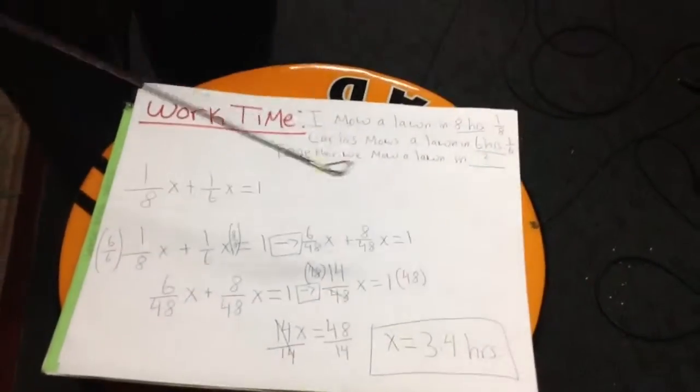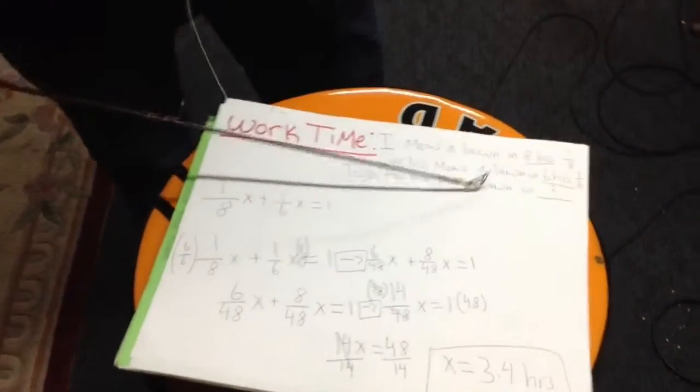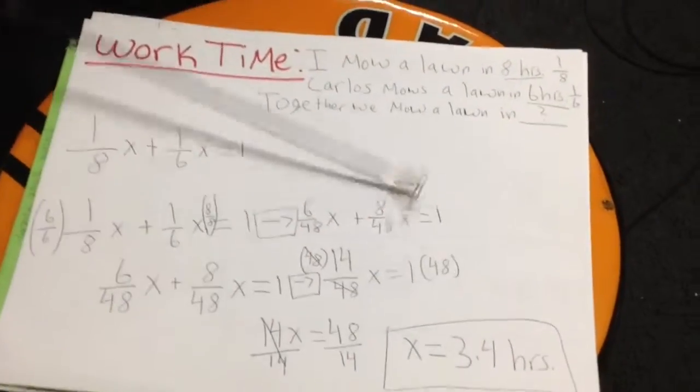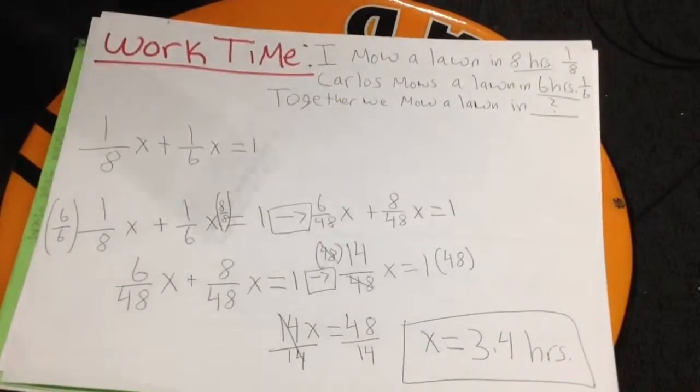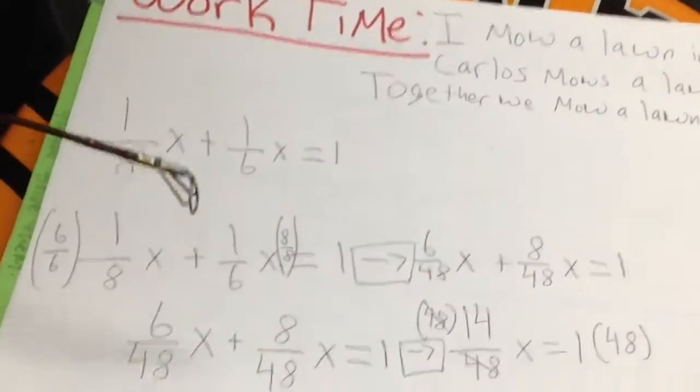This is the work problem. I mow a lawn in 8 hours. Carlos mows a lawn in 6 hours. And what I'm trying to figure out here is how long it'll take for both of us to mow a lawn. So I use this equation to help me get started with the problem.